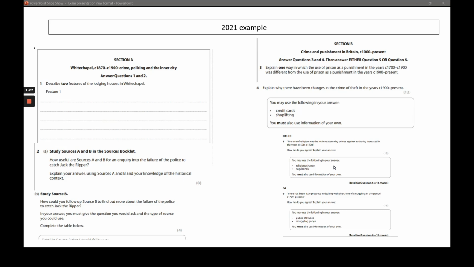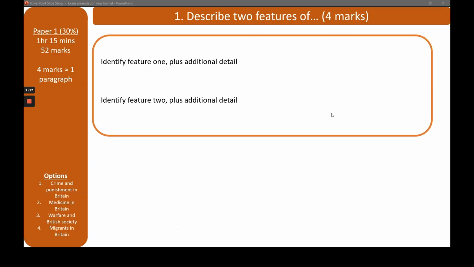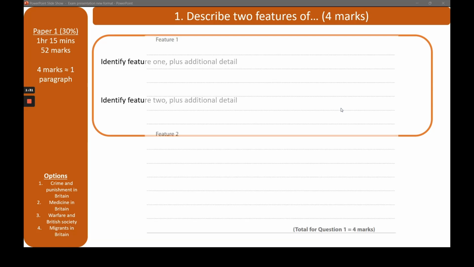So the majority of your marks for this paper will come from Crime and Punishment, but that isn't to say that the Whitechapel section isn't worth revising or isn't worth answering. So the first question, and this is a Whitechapel based question because the first 3 are Whitechapel, is describe 2 features of, and it could give you anything on the specification. So you need to identify that first feature and then give an additional detail.